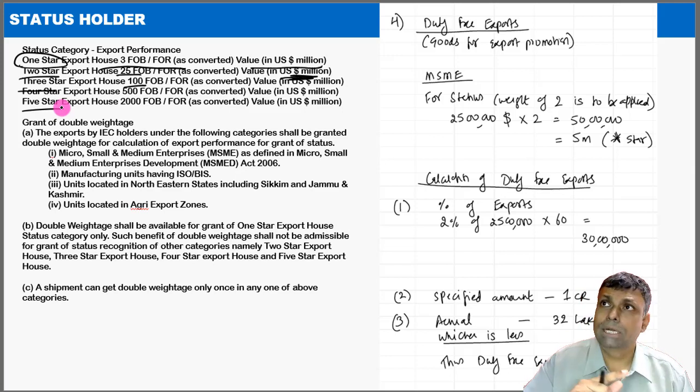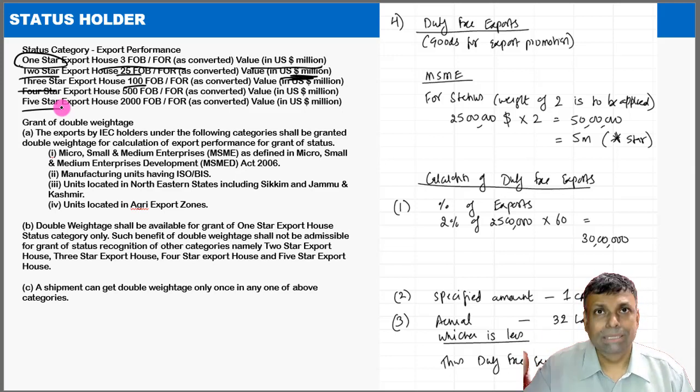Okay. However, if you are an MSME, that means a medium and small enterprise, then for the purpose of your calculation of the star, there are some extra incentives which are given, like whatever is the export performance, that is to be multiplied with a factor to get the star. That is only for getting the star.